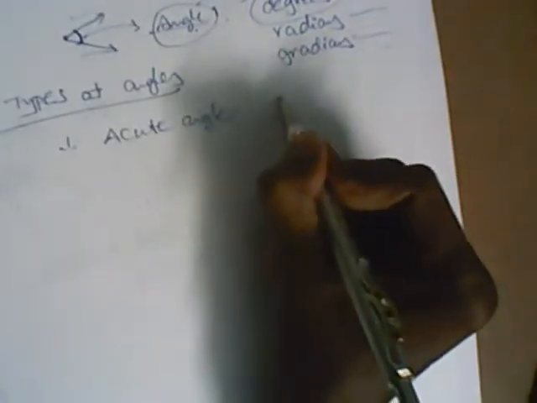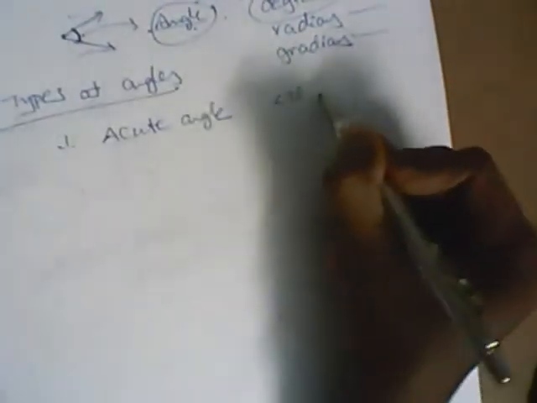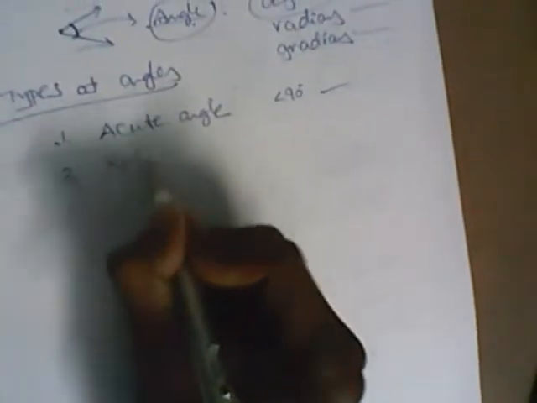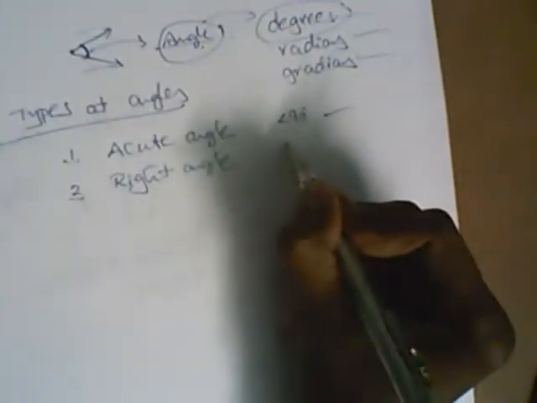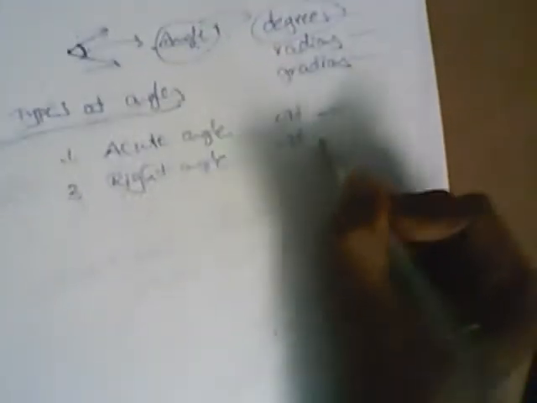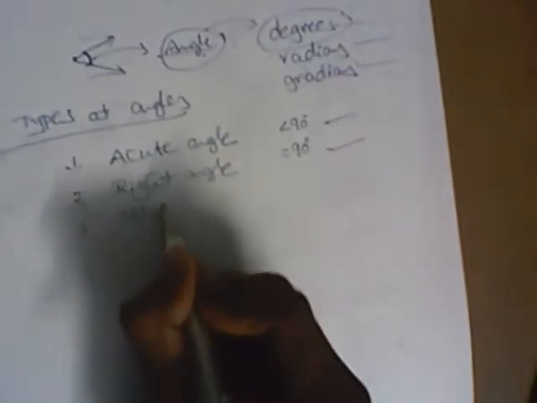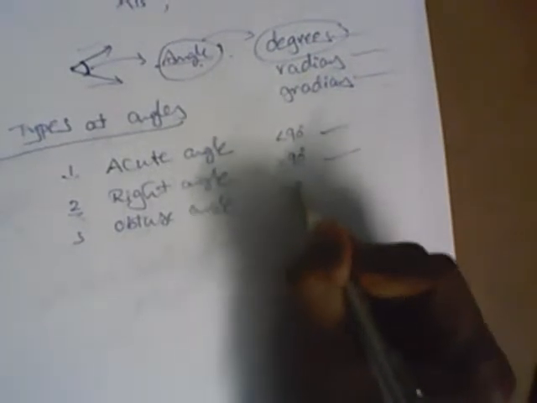The first, acute angle. An angle which has the measurement less than 90 degrees is nothing but an acute angle. And right angle. An angle which has the measurement exactly equal to 90 degrees is nothing but a right angle. Third one, obtuse angle. An angle which has the measurement more than 90 degrees is nothing but an obtuse angle.